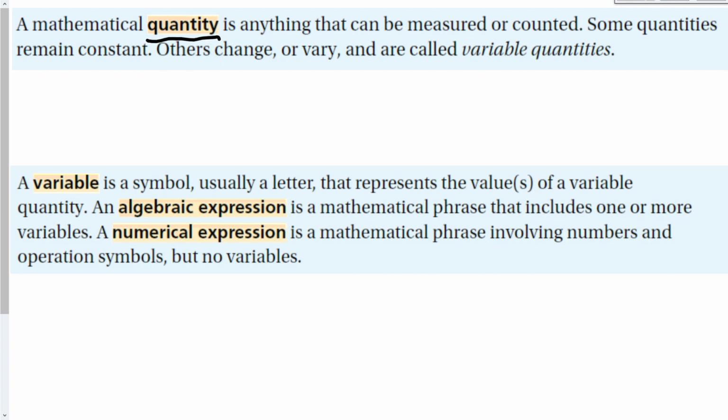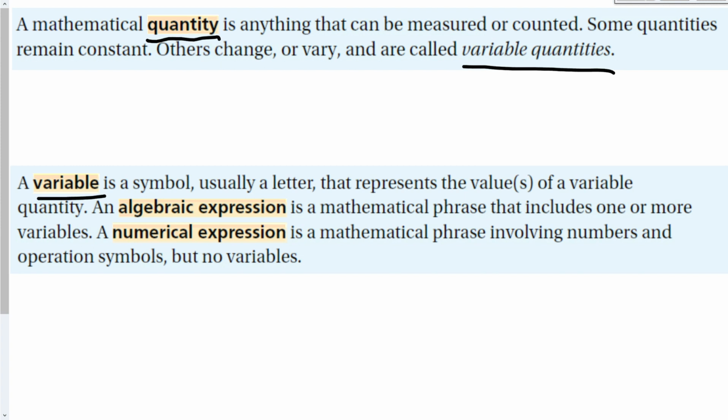Think of anything, like the number of people in the class when you're sitting in your normal math class. Those can be measured, those can be counted. Easily count them up. Some quantities remain constant, and others change or vary. Those that vary are called variable quantities because they vary, they change.